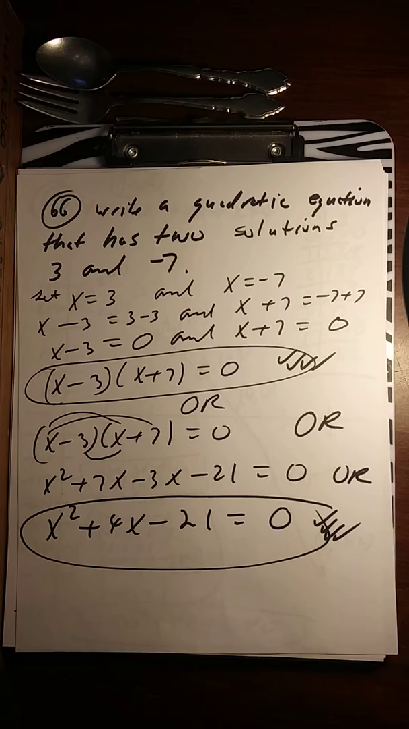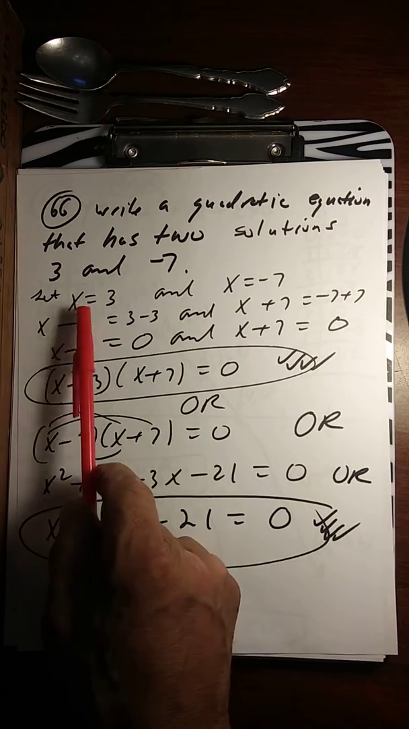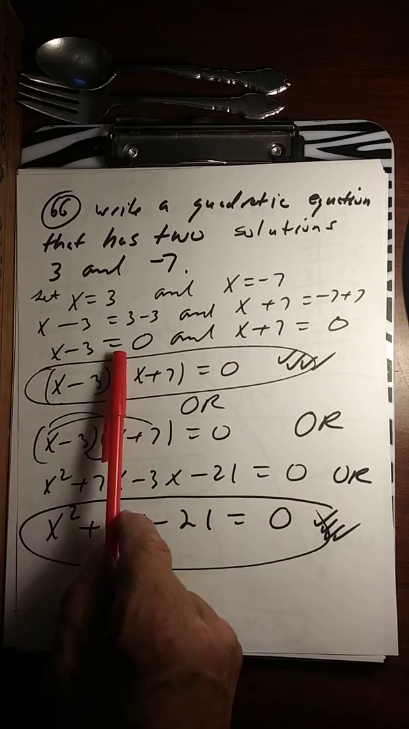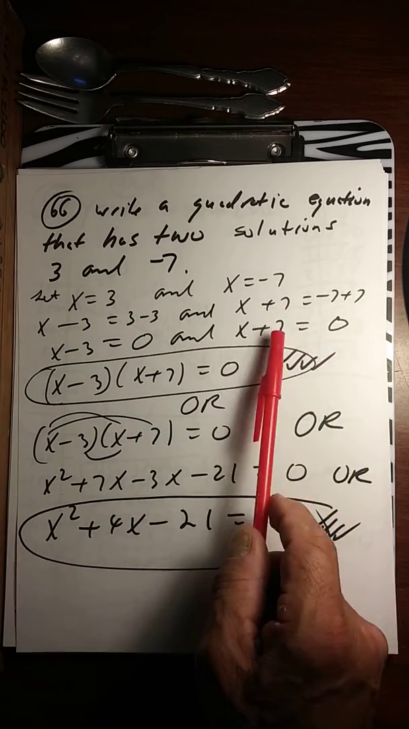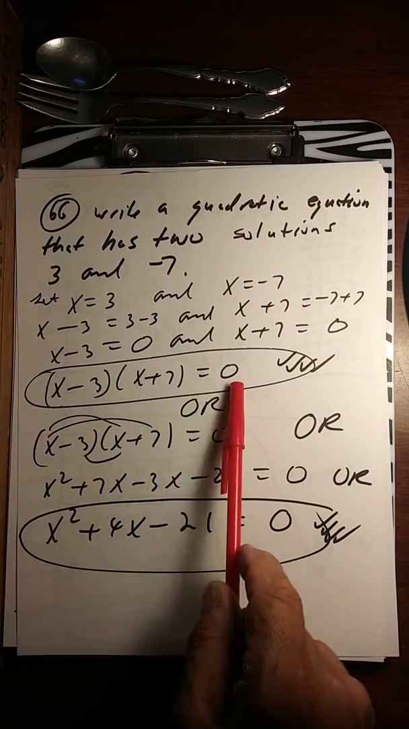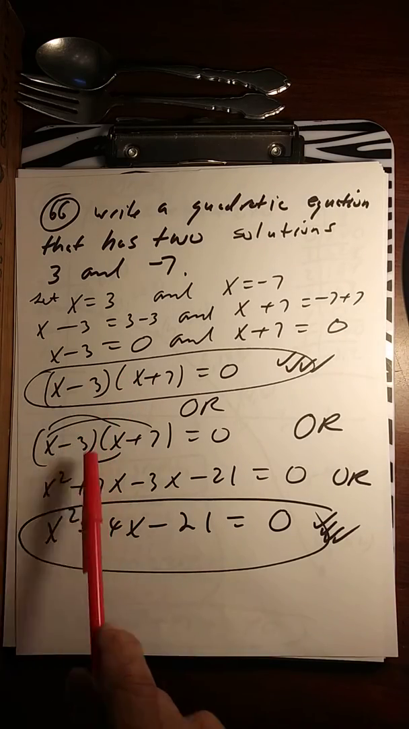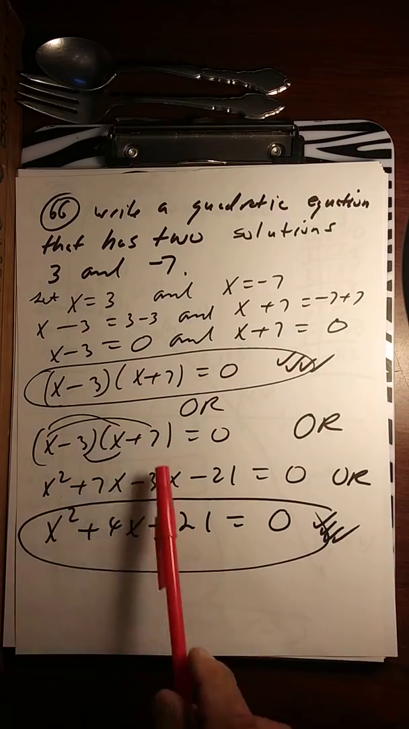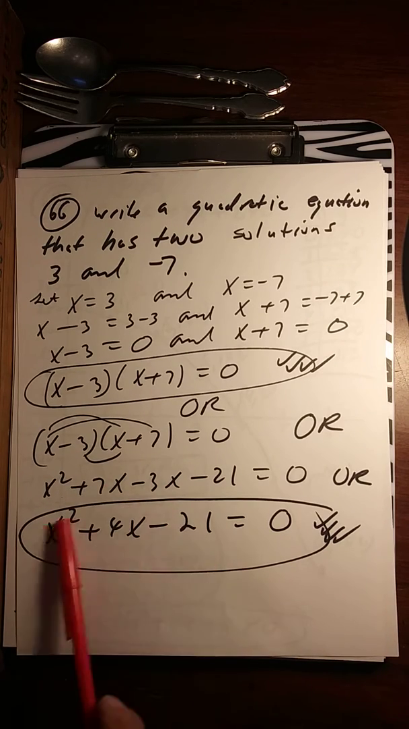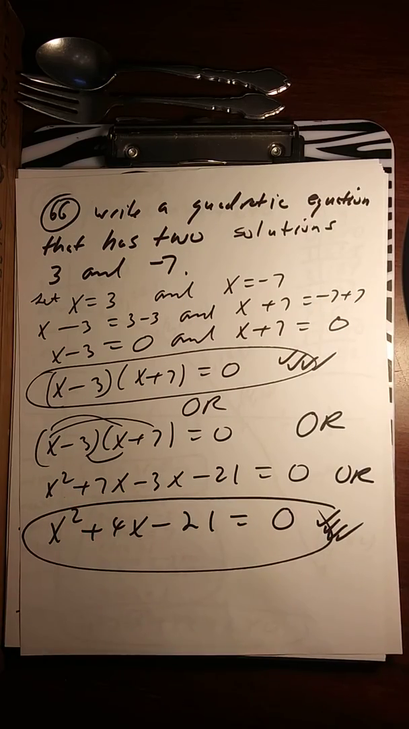What's the quadratic equation that has two solutions, 3 and minus 7? So x is 3, x is minus 7. Subtract 3: x minus 3 equals 0. Add 7: x plus 7 equals 0. So x minus 3 times x plus 7 equals 0. There's the answer. Or you can FOIL it. That times that is x squared, that times that is 7x, minus 3x, minus 21. So x squared plus 4x minus 21. So this one, or this one.